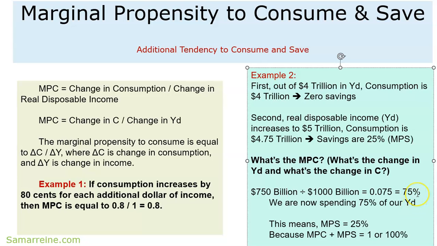So you can tell what your MPC is just by looking at your MPS. Sometimes you're given the MPS and you have to figure out the MPC before you figure out how much is actually getting consumed. But that's all very simple math. Marginal propensity to consume plus marginal propensity to save equals 1, or 100%.